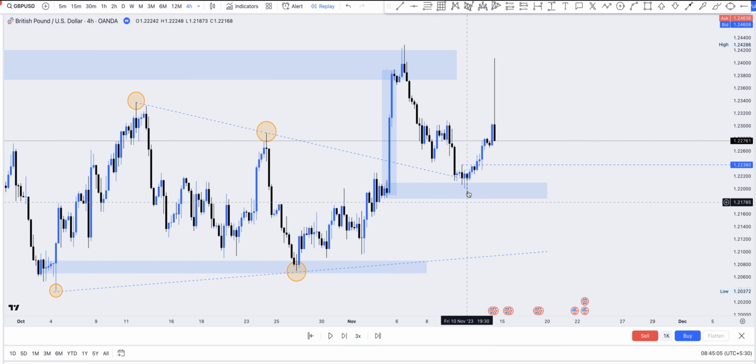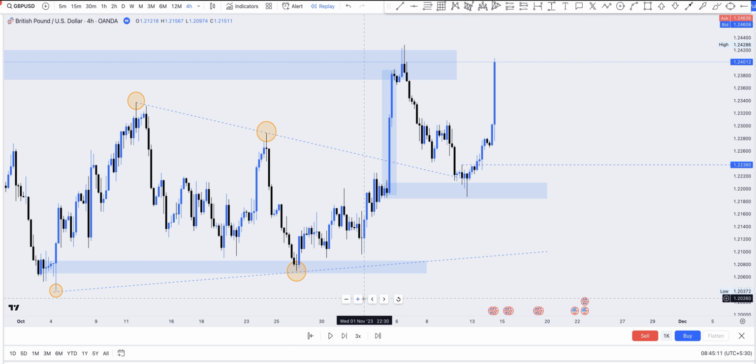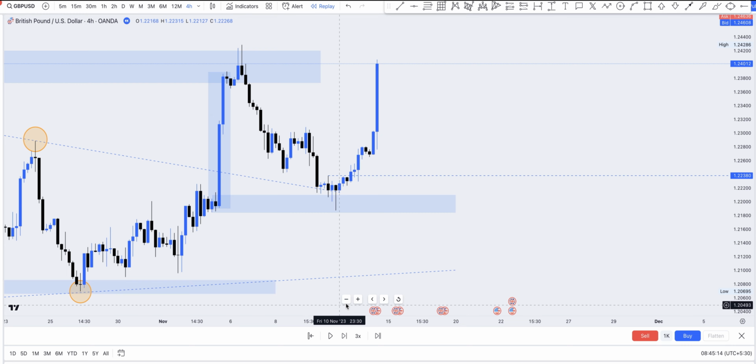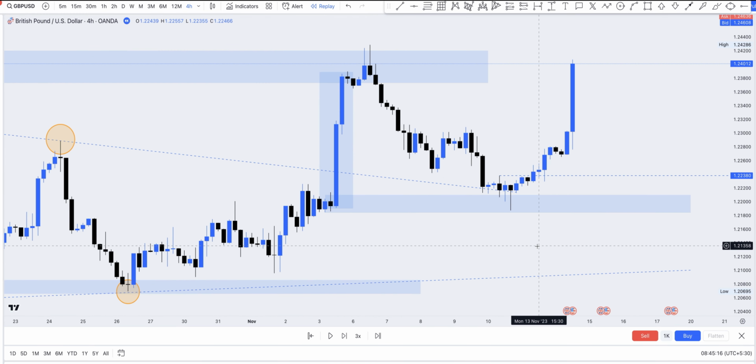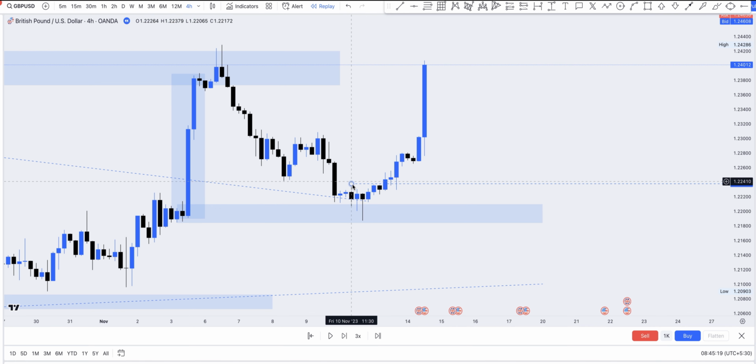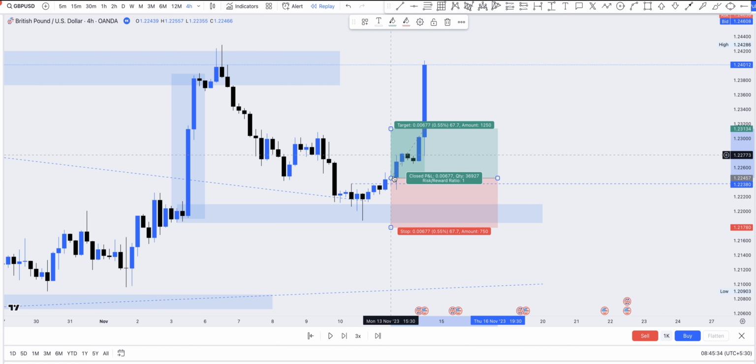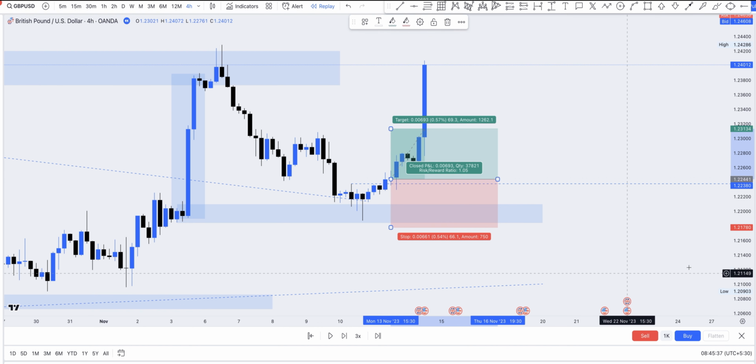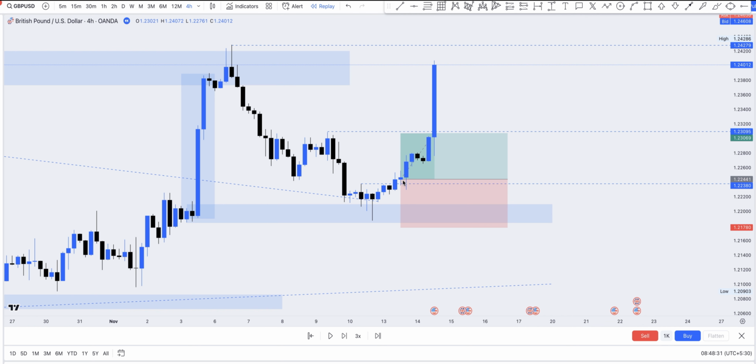All right, so you can see that price has broken above this area. So once price has broken above this area, I bought after the close of this candle. Let me show you something here. Immediately this candle closed, I entered my buy. So I entered my buy from this point, after the candle close on the 4 hour.